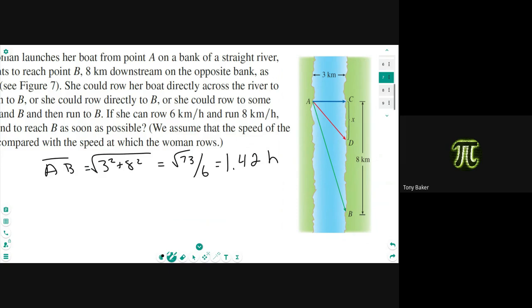Next, we have to find out what happens if she goes part of the way, right? So we need to find the optimal place where she should land. All right, so now we have to come up with an equation.